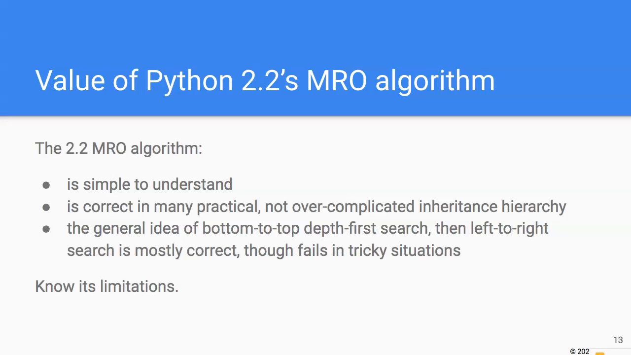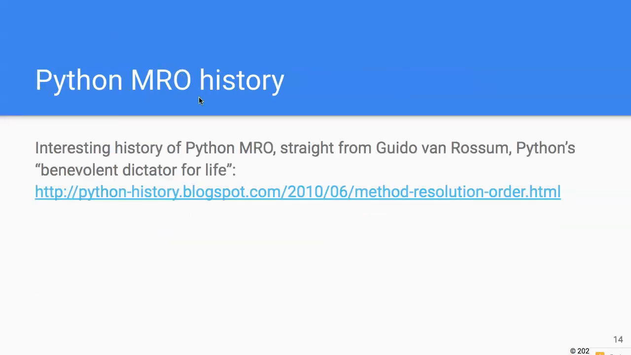So as with a lot of things in life, we just have to know their limitations and what they can and cannot do. And finally, if you're interested in the history of Python's MRO, there is a blog post by the guy who did it. I really cannot say his name, but he's the inventor of Python, and here is the link to that article.